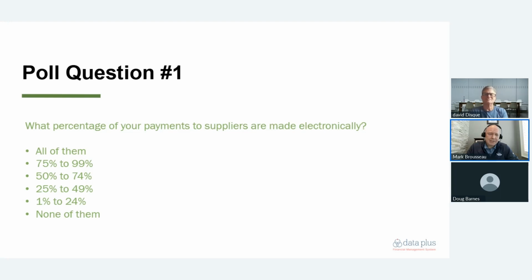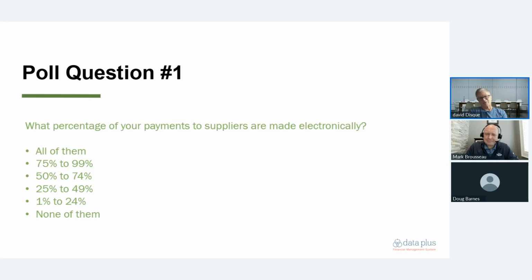1/3 of our attendees say only between 1 and 24% of all their payments to suppliers are made electronically. Those results don't surprise you, I'm sure, but what would be your single biggest piece of advice to our folks on the line who are looking for ways to drive more electronic payments to suppliers?